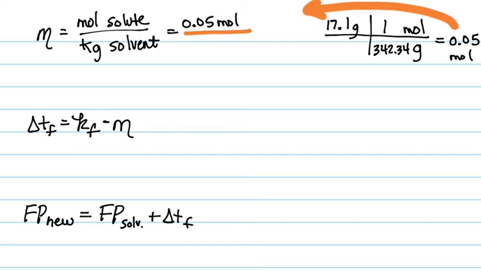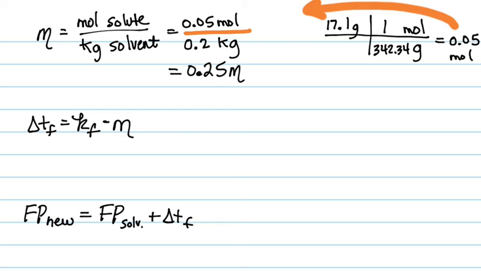And then we divide that by kilograms of solvent. They gave us in the problem 200 grams of water. Once you convert grams to kilograms, that is 0.2 kilograms of our solvent. So 0.05 divided by 0.2 is 0.25, which is going to be our molality.